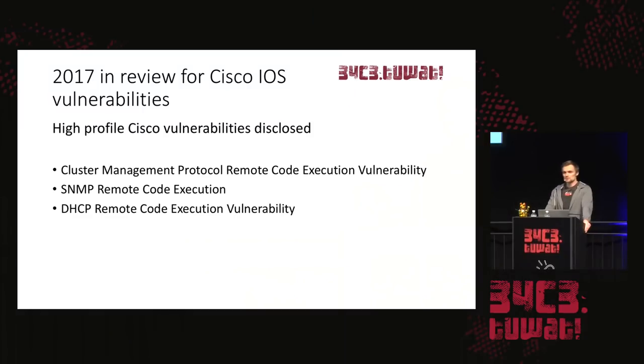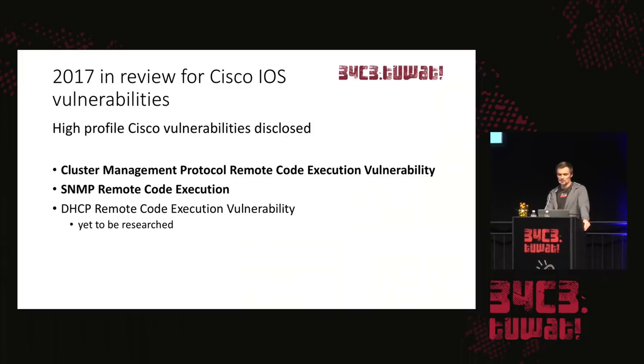So 2017 was a year of interesting vulnerabilities for Cisco IOS devices. We had at least three major advisories for Cisco IOS that represented three remote code execution vulnerabilities. The first one is a vulnerability in cluster management protocol, which resulted in unauthenticated remote code execution via telnet. Second one is SNMP overflow, and third is DHCP remote code execution. In this lecture, I'm going to be talking about two of those vulnerabilities because DHCP RCE is yet to be researched. So hopefully, by the end of this talk, I'm going to be able to show you a live demo of exploiting the SNMP service in Cisco IOS. But first, what happened earlier?